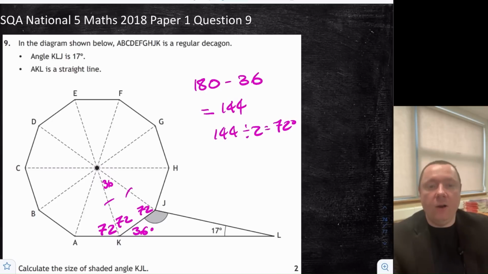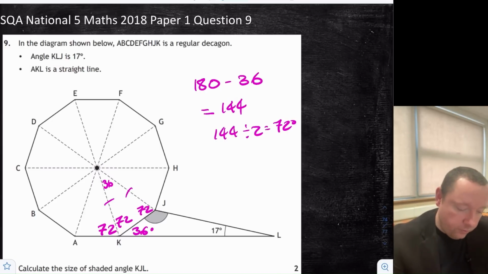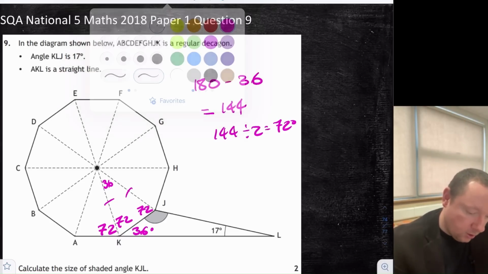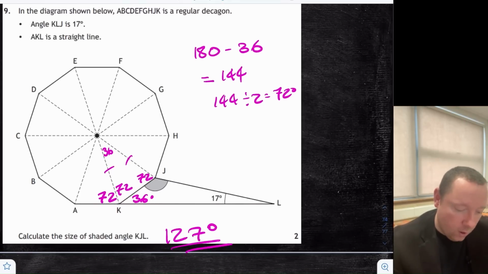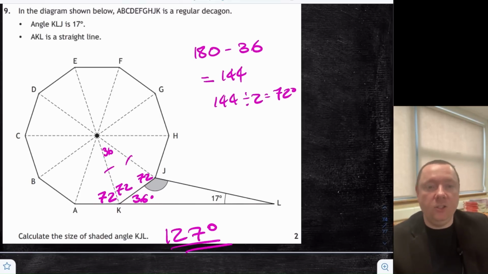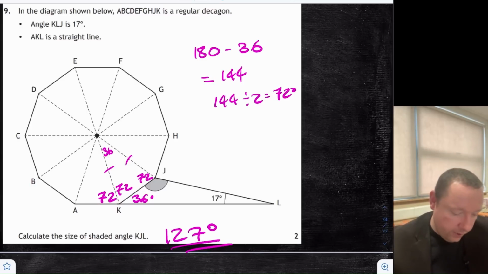Angles in a triangle add up to 180, so I do 180 minus 36 plus 17, which is 127. So our answer is 127 degrees for our final mark. You get a mark for getting 72 and 72, or for getting 36 down there. Then you get a mark for the 127 at the end.